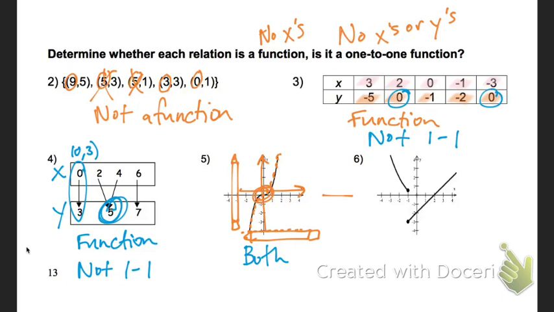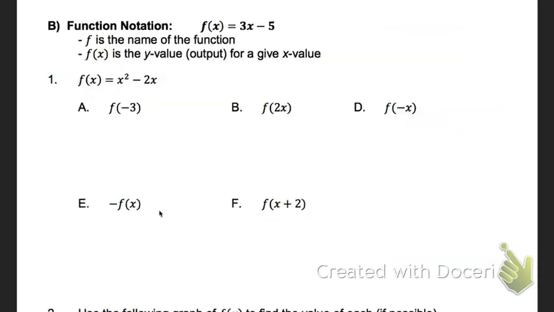Okay, number 6. Vertical line test. Nope, because of this. So not a function. Okay, that gives me some hope.